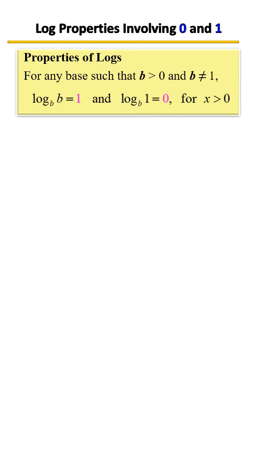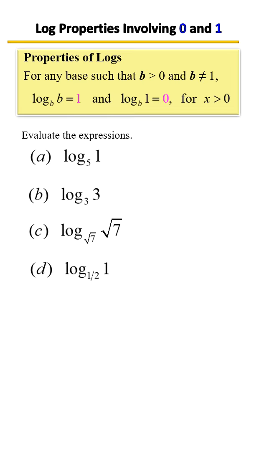And now let's go over the last property of logs, which is the one that involves 0 and 1. This property states that for any base b such that b is greater than 0 and b is not equal to 1, log base b of b equals 1 and log base b of 1 equals 0. So let's do some examples and it will make sense.